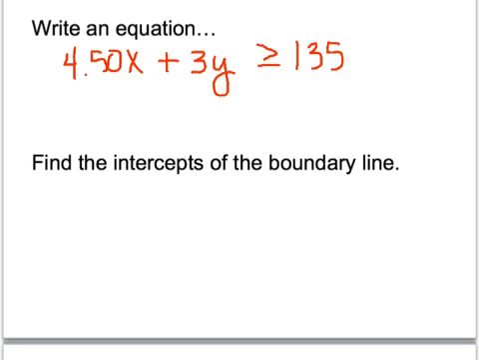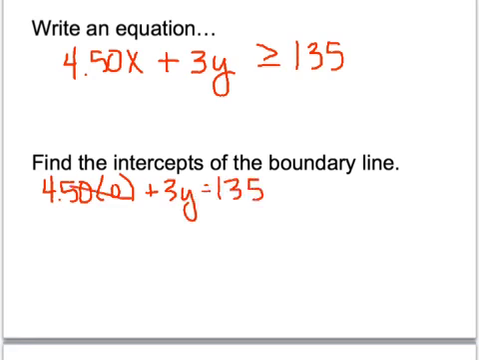So we wrote an equation. Now we need to use the intercepts to make our boundary line. Find the intercepts so we can draw the line. $4.50 times 0 plus 3y equals 135. Divide by 3, y equals 45.